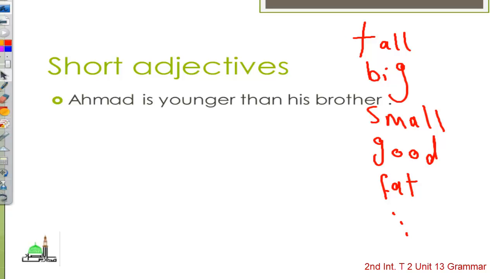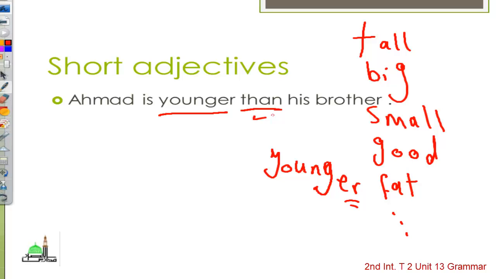Look at this example. Ahmed is younger than his brother. Now I used what? I used younger. And after younger I need than. So I used the adjective young and added ER. Then I use than. So it became: Ahmed is younger than his brother.